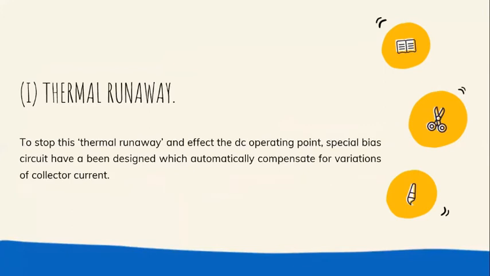To stop this thermal runaway and stabilize the DC operating point, special bias circuits have been designed which automatically compensate for variations of collector current.